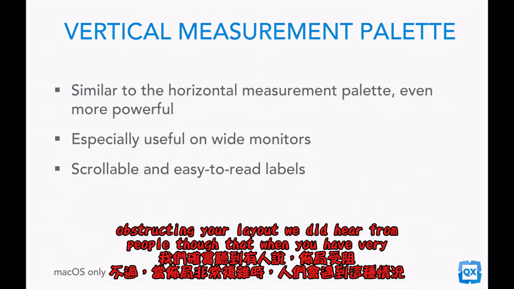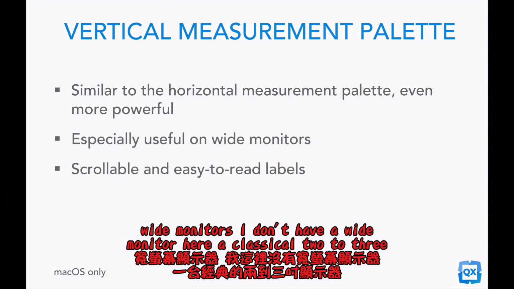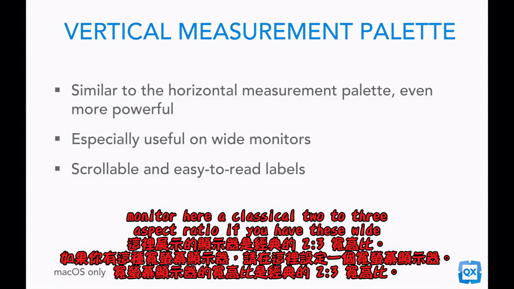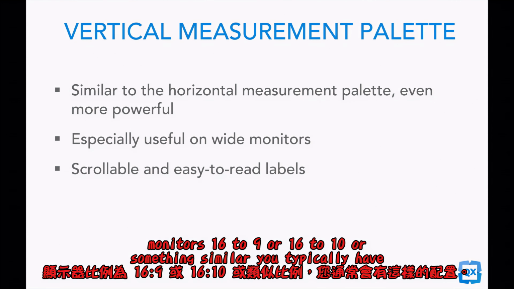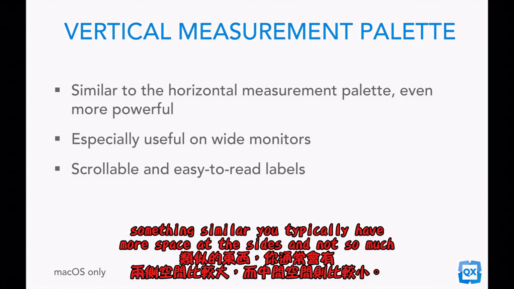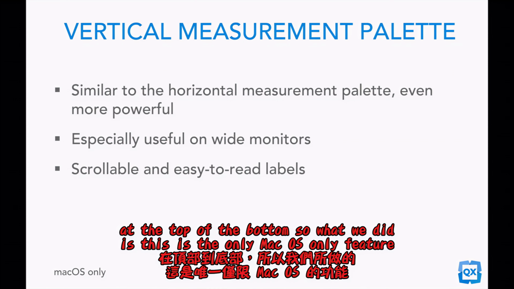We did hear from people though that when you have very wide monitors, and I don't have a wide monitor here, I have a classical 2:3 aspect ratio, if you have these wide monitors, 16:9 or 16:10 or something similar, you typically have more space at the sides and not so much at the top or the bottom. So what we did, and this is the only macOS-only feature that I'm going to show you, is we tried a new approach on the measurement palette. It makes it even more powerful.